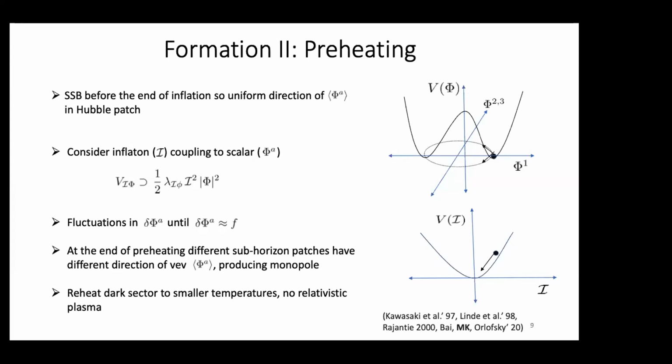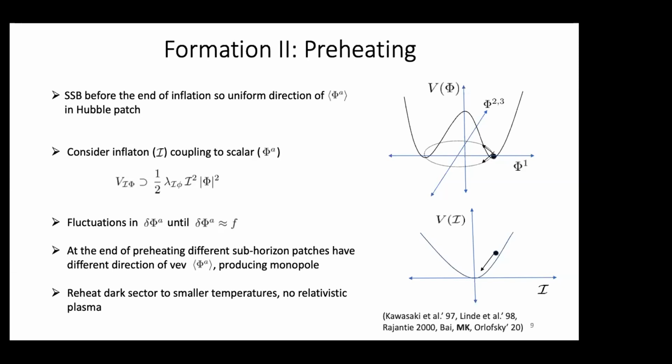The idea is that before the inflation happens, there is already a symmetry breaking. And so everywhere in the universe, you are sitting at this vacuum in the phi1 direction. Now there is a coupling between the inflaton and the phi, which is given here.